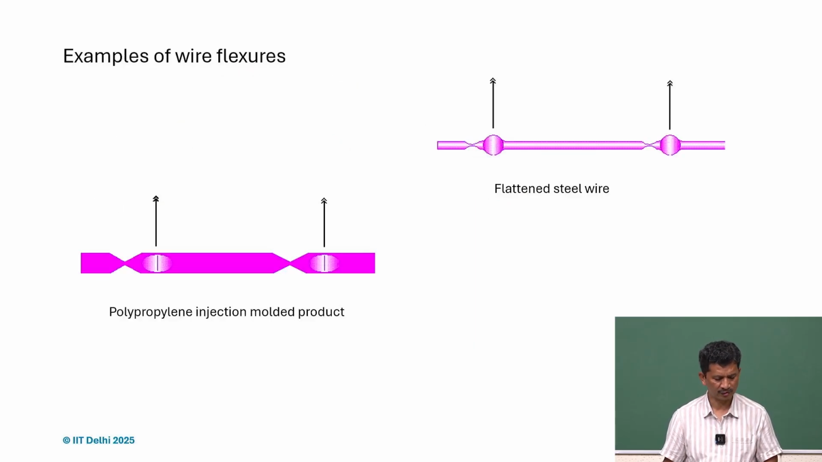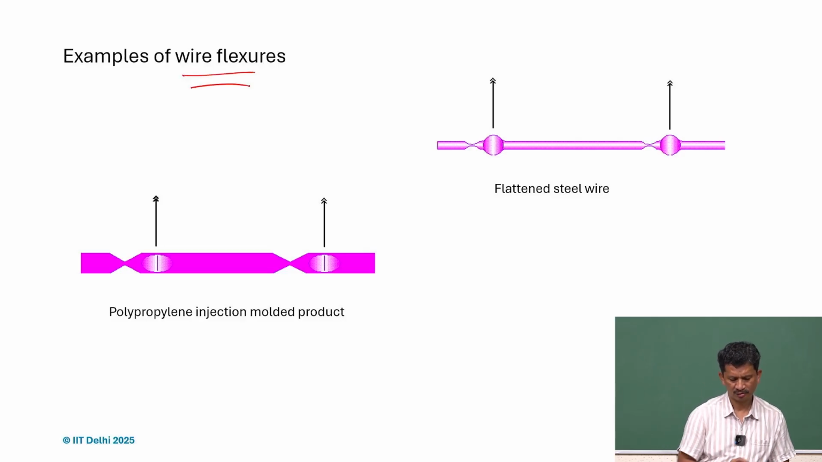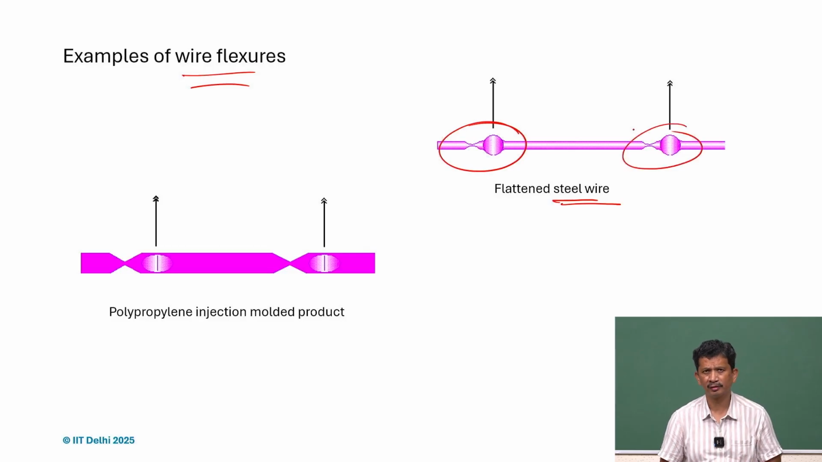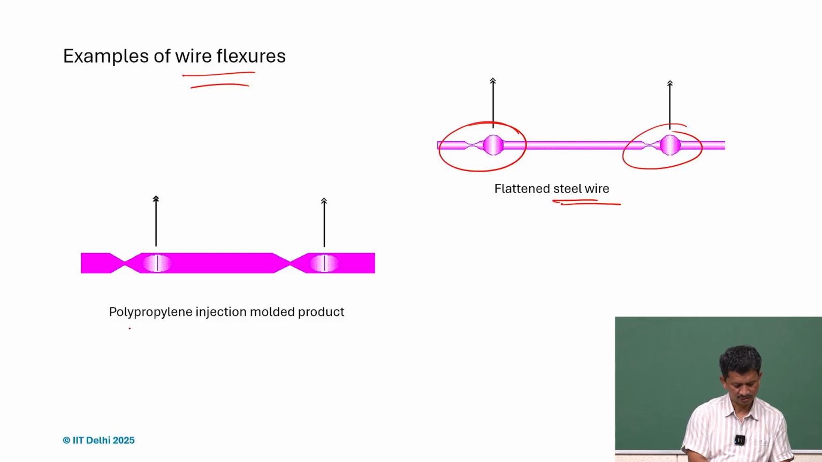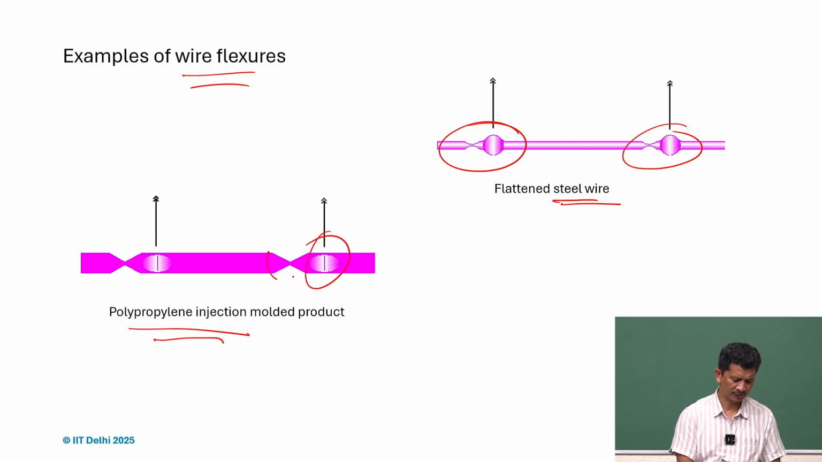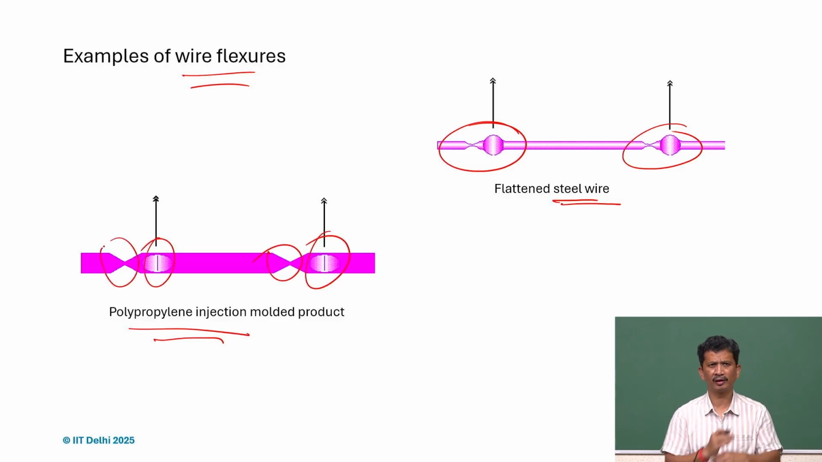So there are some simpler ways to achieve this kind of wire flexure. So this is like a steel wire flattened at both ends. So it acts as a universal joint at either end, and we can get it from a polypropylene injection molded product also. So we can make hinges here in orthogonal directions, and we can get a similar performance.